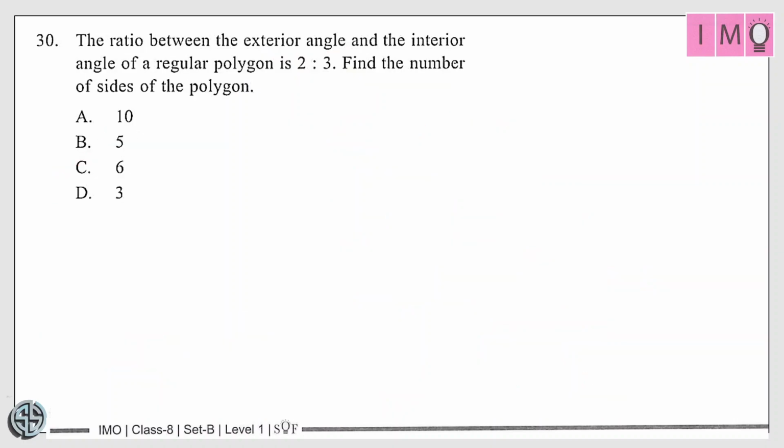Let's move to the next question, question number 30. The ratio between the exterior angle and the interior angle of a regular polygon is 2:3. You have to find the number of sides of the polygon.